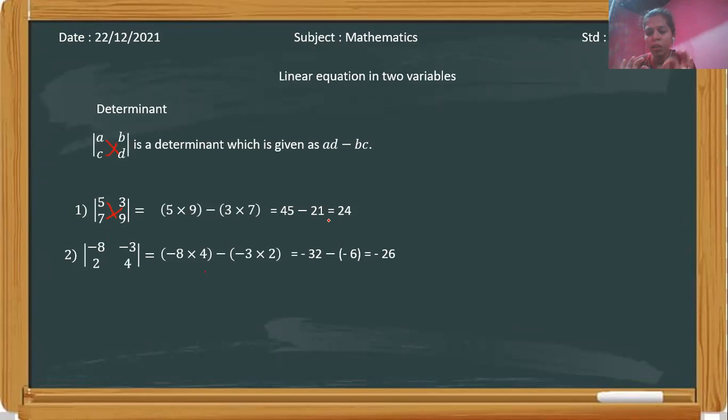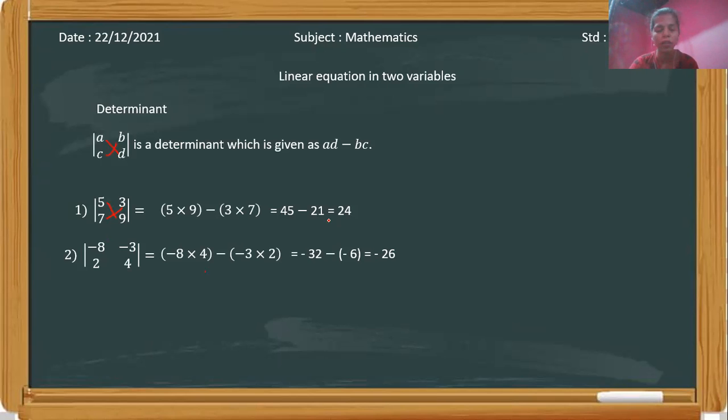Okay, so that's what a determinant does. Determinants make a decision. It's a decision maker. So we should also be like a determinant. We should be the decision makers of our life. Okay, so this is all about determinant.